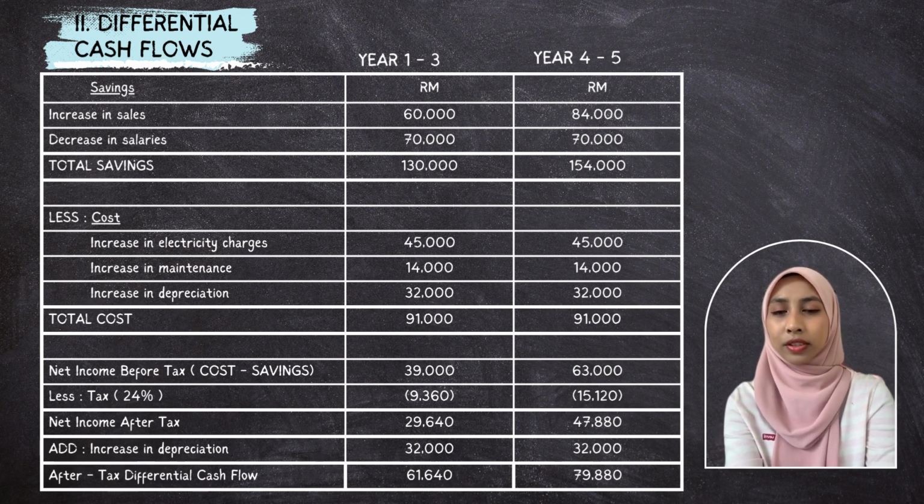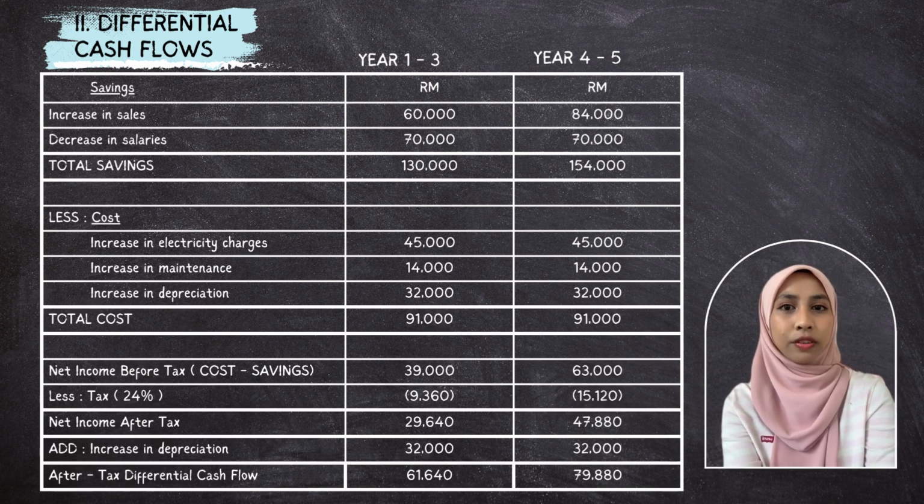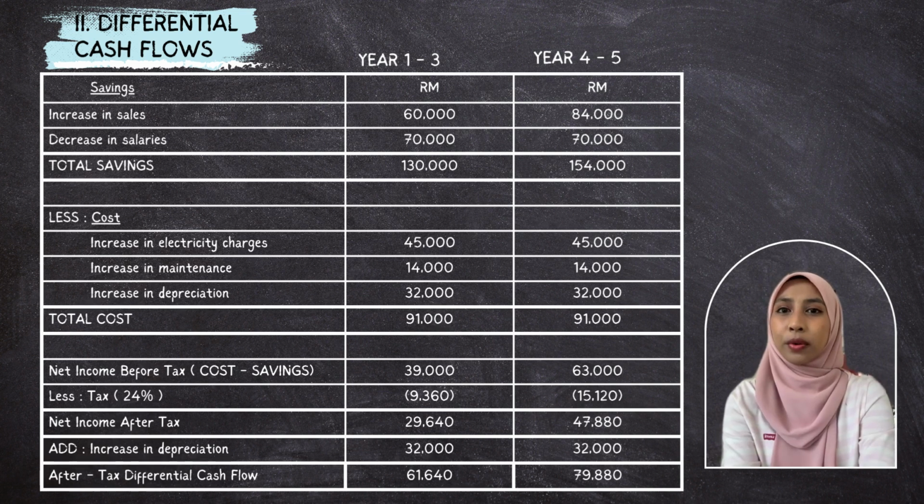Net income before tax. By subtracting total cost from total saving, for year 1 to year 3, the net income before tax is Rm 39,000. For year 4 to year 5, it increased to Rm 63,000. Next, we deduct 24% of corporate tax. For year 1 to year 3, the tax is Rm 9,360. For year 4 to year 5, the tax is Rm 50,120.